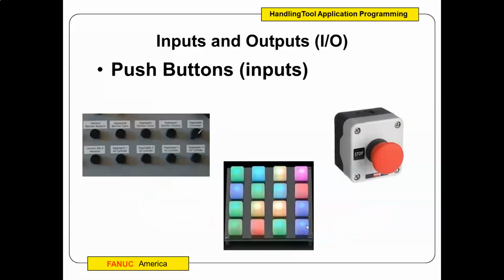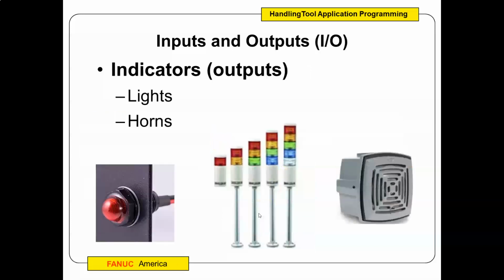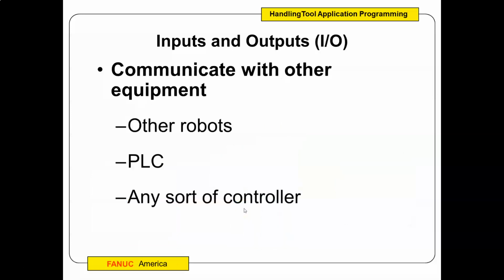Other inputs may be push buttons that you have around in this system that you wire up, waiting for an operator to do something: push button, a switch, something like that. And then you have output indicators. So you have lights and horns, and we have lights and horns on our equipment. These give information to the operator.